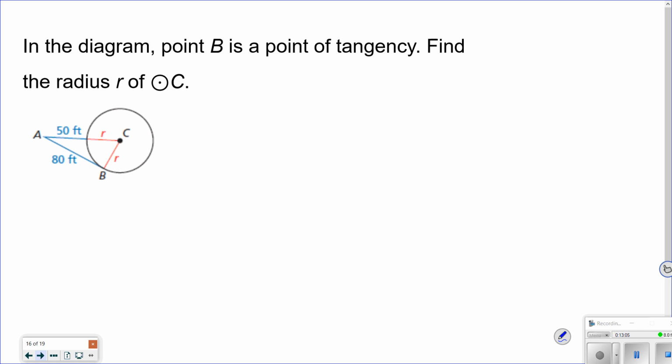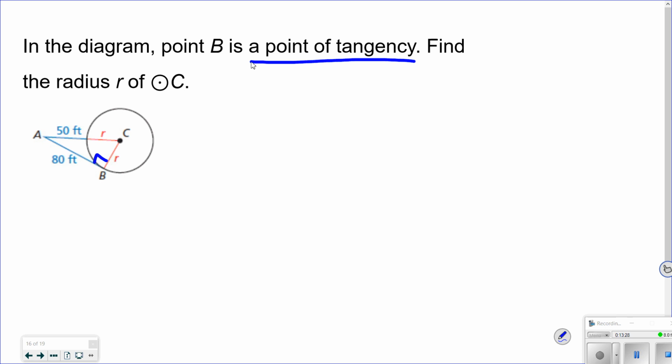This one says, same thing in the diagram, point B is a point of tangent. Oh, this is actually different, sorry. It tells us it's a point of tangency, and it wants us to find what the radius is equal to. So here's what we know. If it's a point of tangency, which is given to us right there, that means that has to be a right angle. So that means I can use the Pythagorean theorem to solve this.